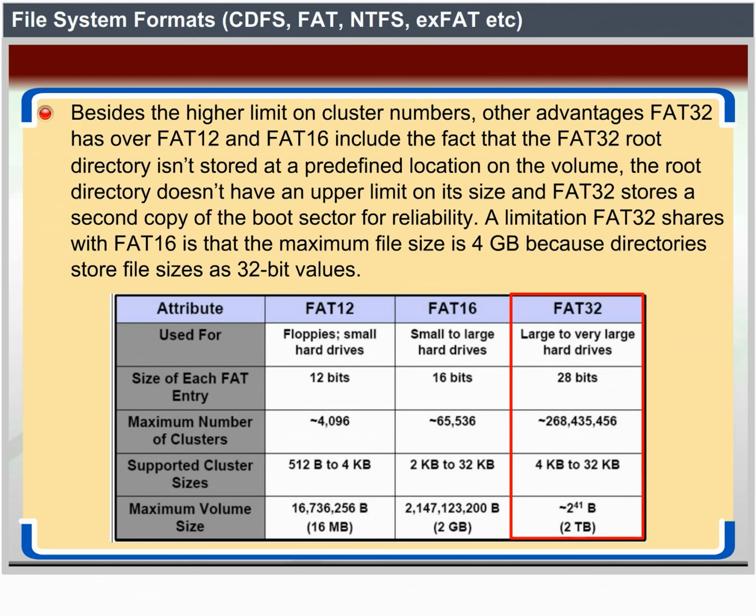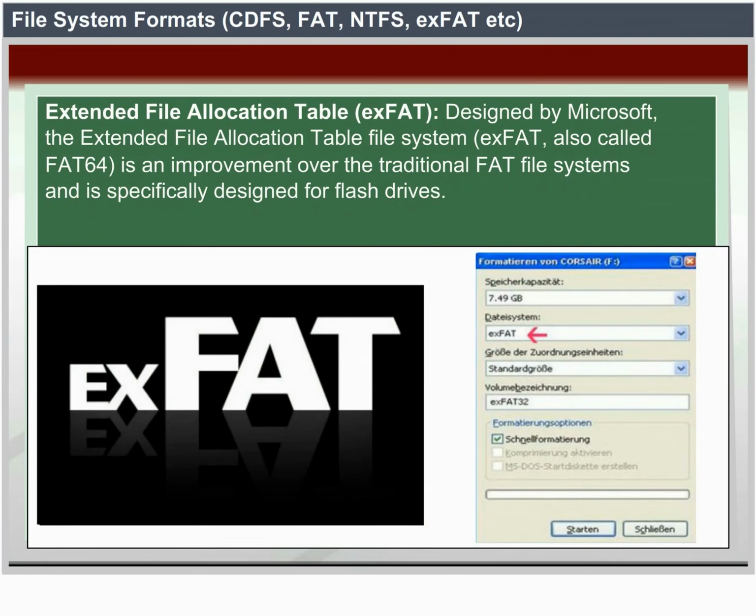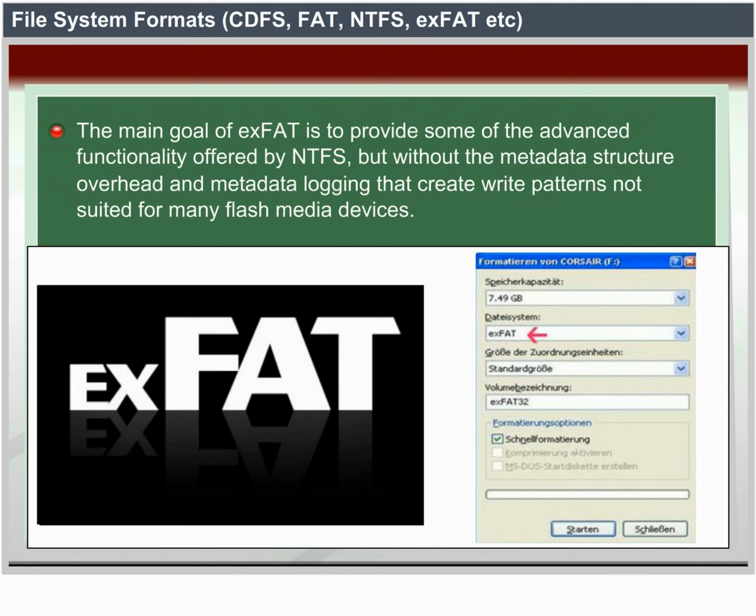Extended File Allocation Table (exFAT). Designed by Microsoft, the Extended File Allocation Table file system (exFAT), also called FAT64, is an improvement over the traditional FAT file systems and is specifically designed for flash drives. The main goal of exFAT is to provide some of the advanced functionality offered by NTFS, but without the metadata structure overhead and metadata logging that create write patterns not suited for many flash media devices.